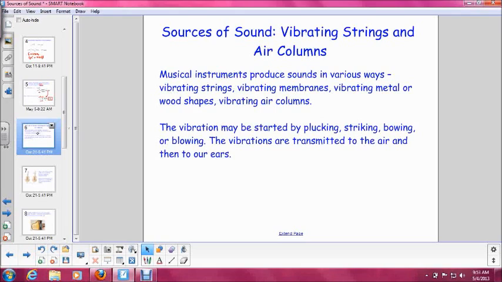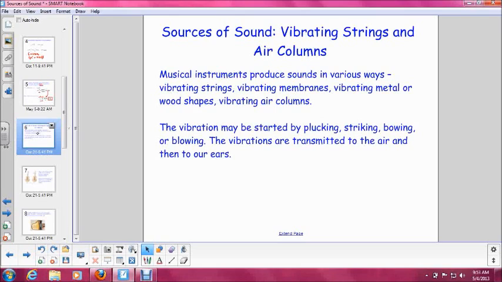Now, strings aren't the only things that make sounds. Musical instruments can be made out of vibrating strings, vibrating membranes, which is a drum, some kind of surface that vibrates, vibrating metal or wood shapes, and vibrating air columns. There are all kinds of different ways to make musical instruments. The key is to start a vibration in whatever that object is.